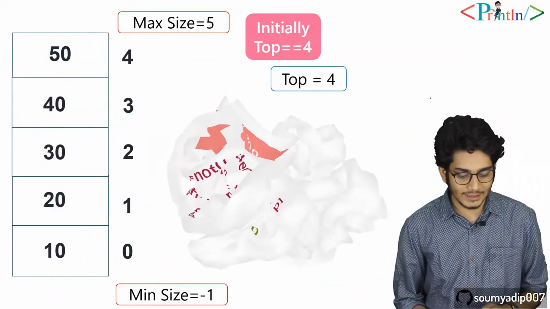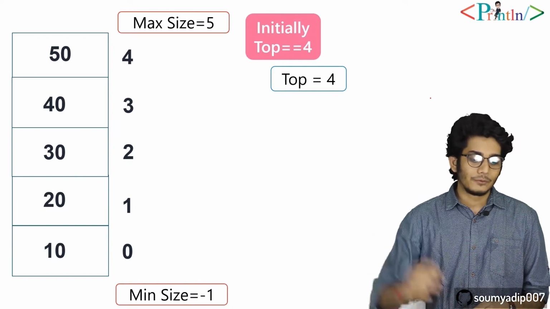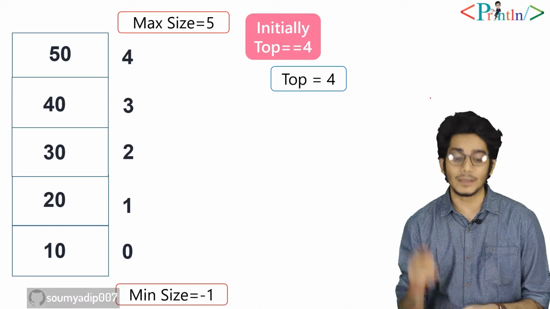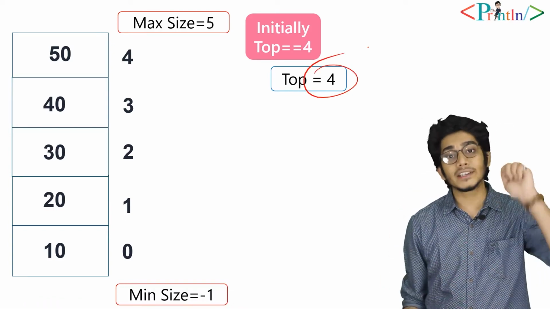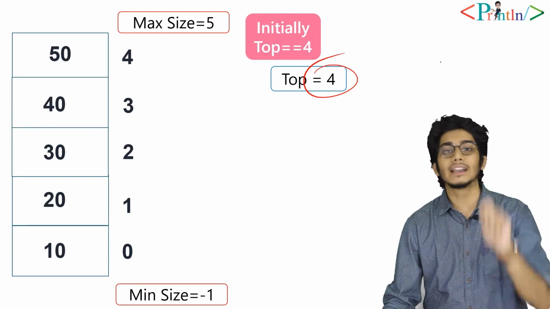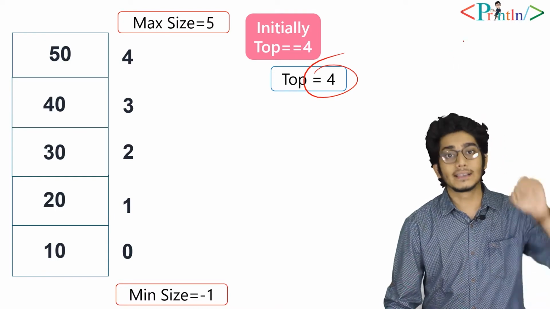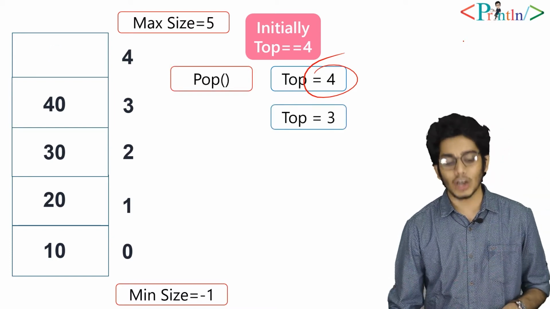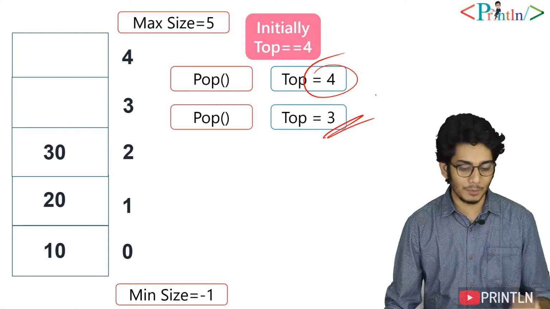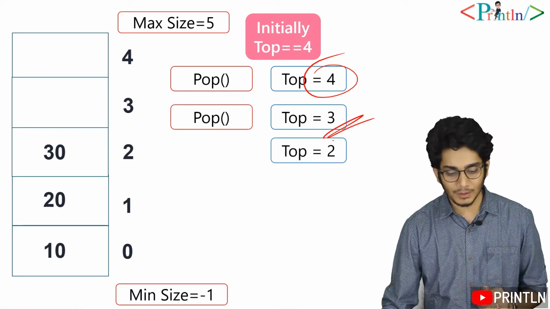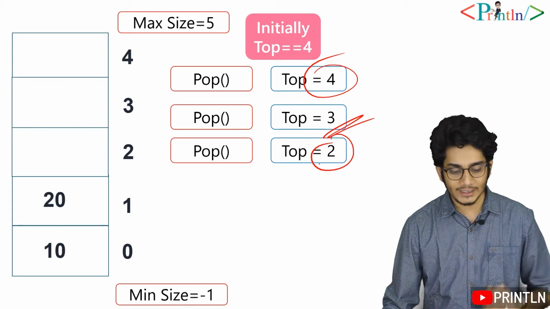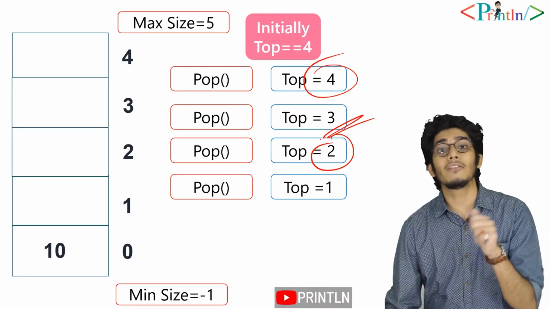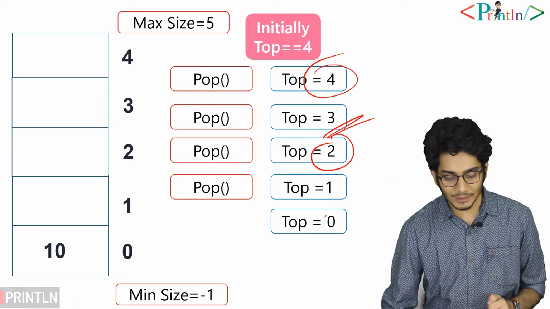So now let me move into the next slide. You can see that we have 5 values within a stack. And what is the value of the top? The value of the top is 4. If we pop one element, then what will be the value of the top? It will be 3. Let's say that we'll pop 50. Now the value of the top will be 3. If we pop another element, then the value of the top will be 2. If we pop 30, then the value of the top will be 1. If we pop 20, then the value of the top will be 0.